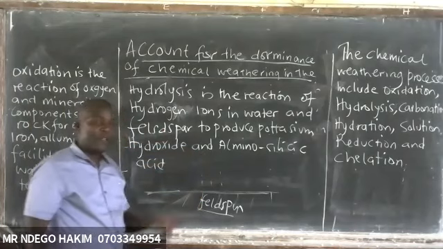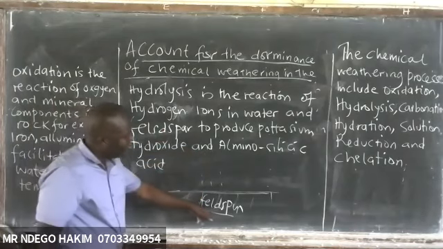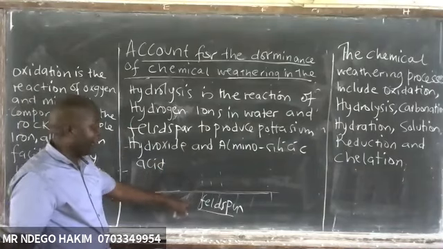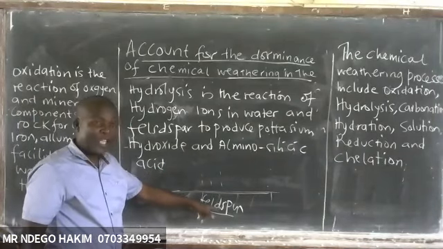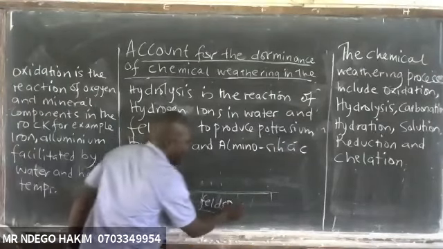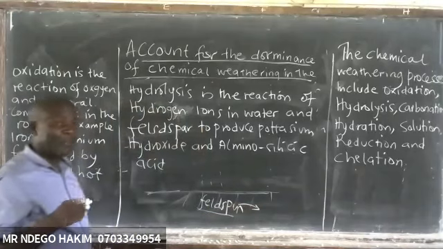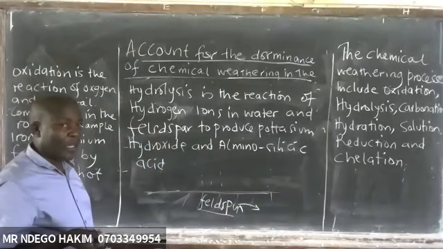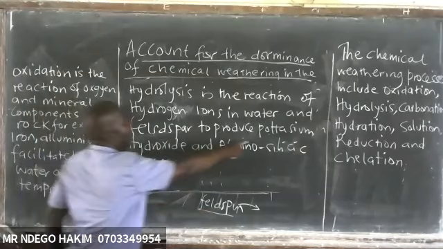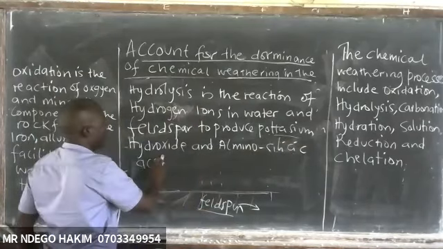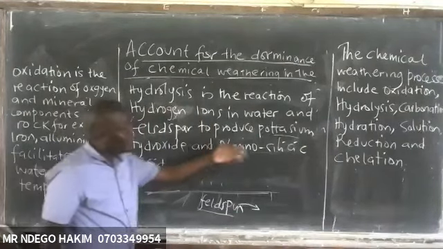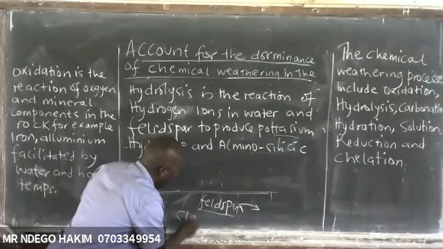And this feldspar will break down. That's when water containing hydrogen ions is attacking this mineral of the igneous rock. Feldspar is a mineral in the igneous rock. So the feldspar will break down after being attacked by hydrogen ions in water. It will break down to produce potassium hydroxide and aluminic acid, which further decomposes to form minerals.